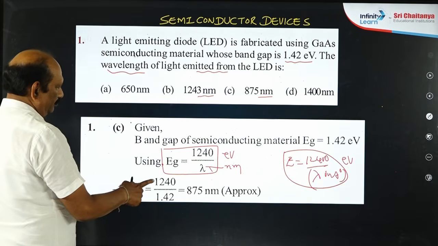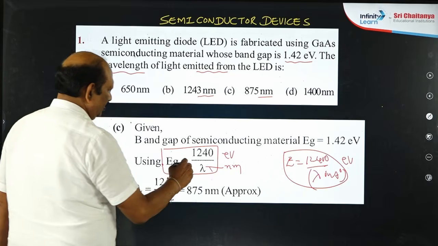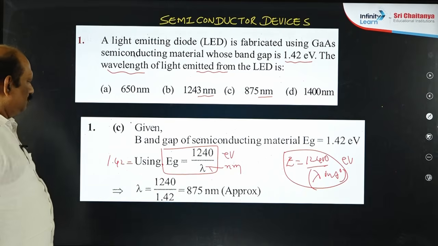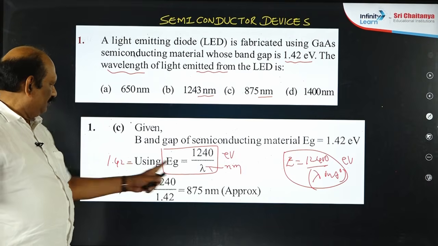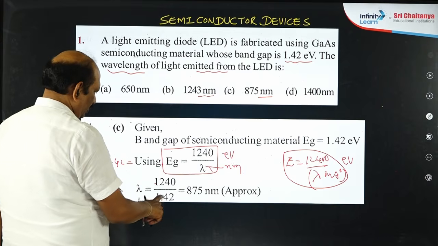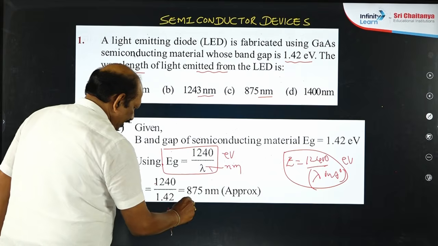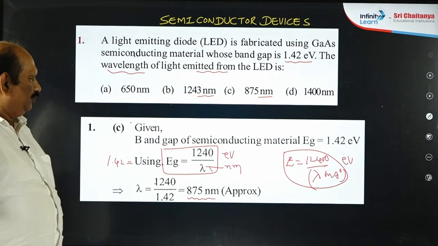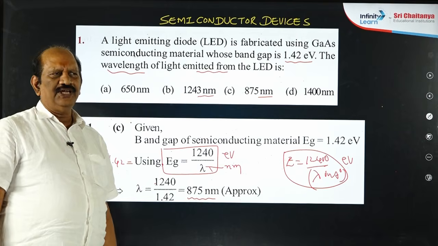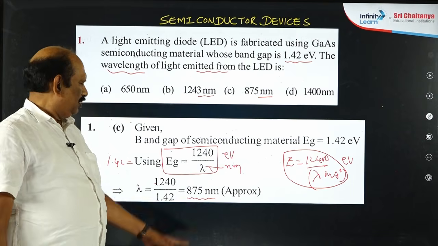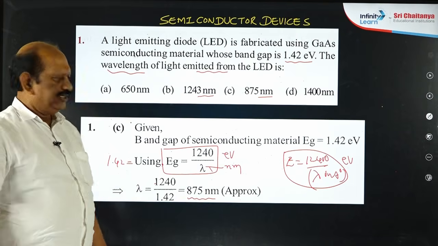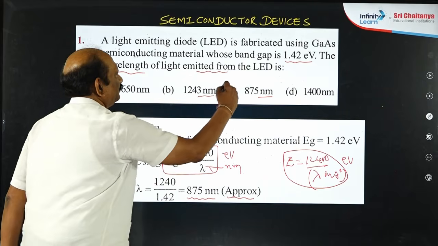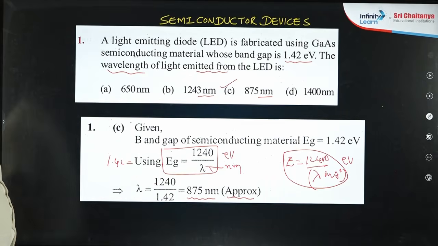So, from here bring energy, this energy is given 1.42. So, bring 1.42 here and lambda this side. Lambda is 1240 by 1.42. If we calculate, we will get nearer to 875 nanometer. Actually, it is around 873.6, but we are taking this approximate value here. So, 875 nanometer. Okay. Next one.